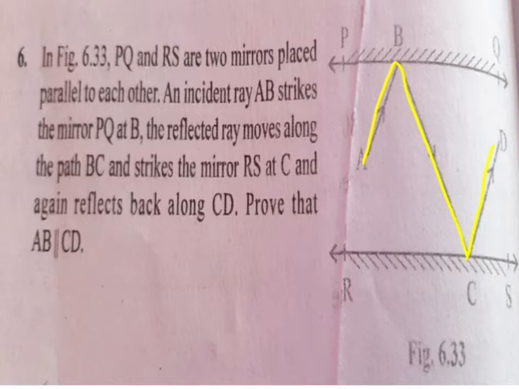So AB is the incident ray for the PQ mirror and BC is the reflected ray for the PQ mirror. Then BC is incident for the RS mirror and CD is the reflected ray for the RS mirror. So you have to prove that this AB line is parallel to this CD line. That is what we have to prove in the last question of our second exercise. Let's see how to prove it. We'll do it in a proper way.